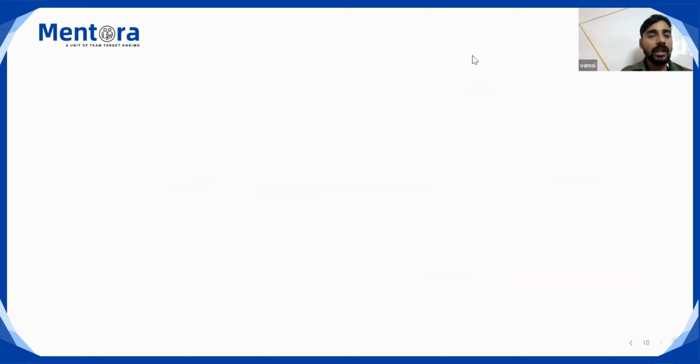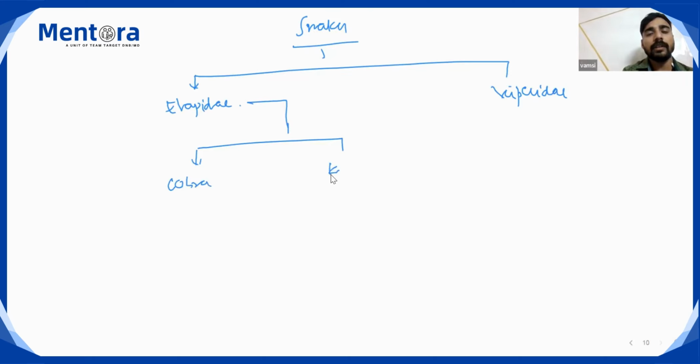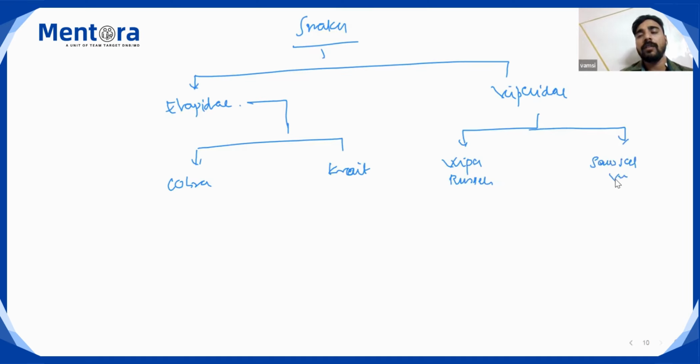Right. So after this is known, let us see clinically the different types of snake bites. We already discussed Elapidae and Viperidae. In the Elapidae, we discussed cobra and krait. And in Viperidae, we discussed viper, Russell's viper, and saw-scaled viper. Right, this is already discussed. The important point is why I made this chart; it is very important clinically.